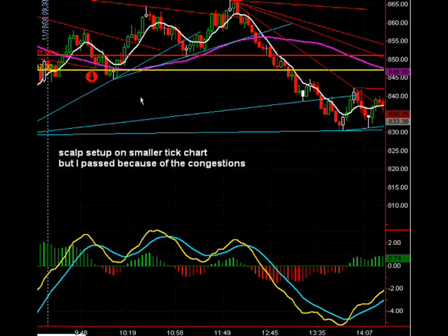And typically, when you have price action very close to those 2 areas, or even the high of the day before, you're going to get a stall, and usually it's going to bounce in the opposite direction. So I passed on the trade.